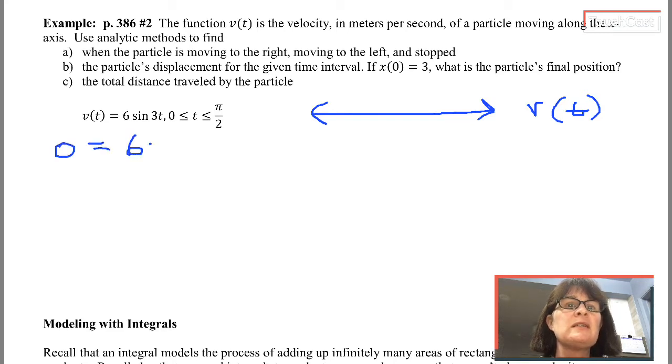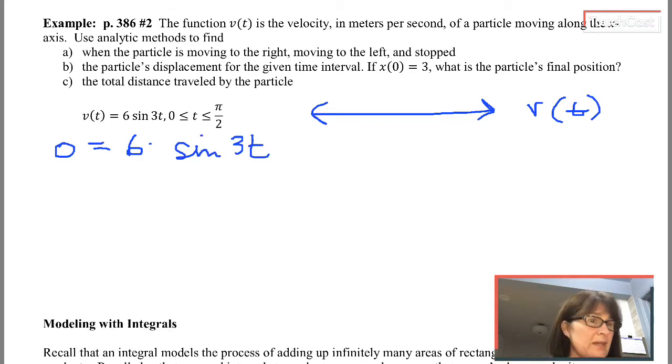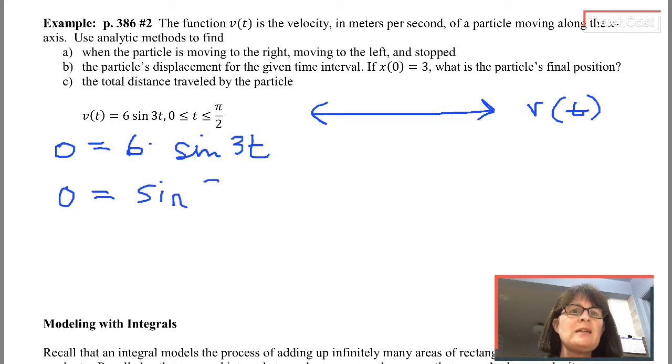So 6 times sine of 3t, I need that to equal 0. I'm thinking of using the zero product property, but 6 is never equal to 0, so that's not going to help me get any solutions. I need to know when sine of 3t is equal to 0. So the way I solve trigonometric equations, I need to think of what I could put into sine so that the result is 0. Well, that's 0.